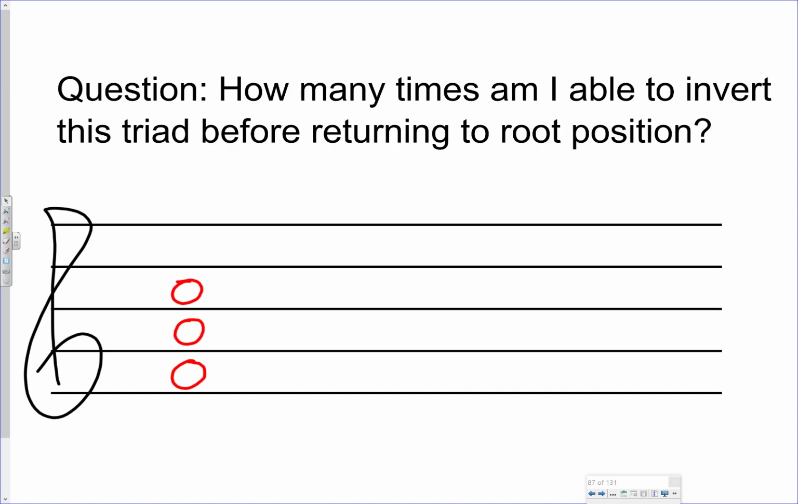Well, the verb invert in music means that we can take the low note and raise it up 1 octave. So why don't we do that? If I take this F and I put it up here and keep the other tones the same, I have inverted this triad once. And if I take the new low note A and move it up 1 octave while keeping the other tones the same, then I have inverted it a second time.